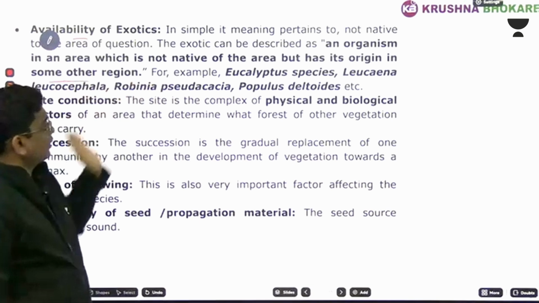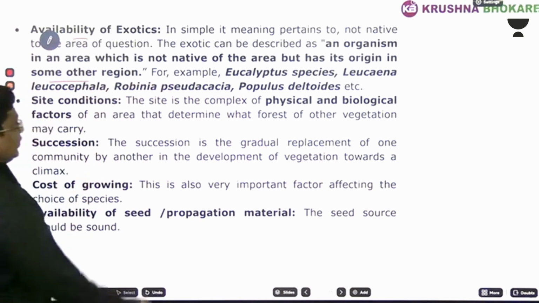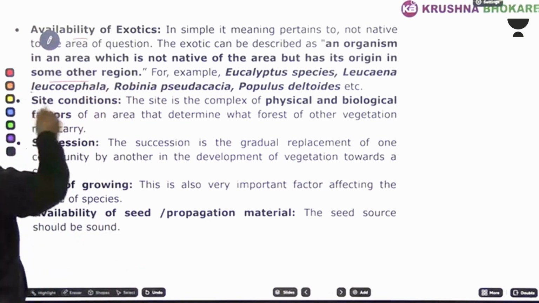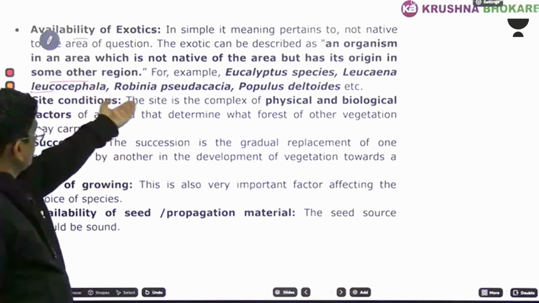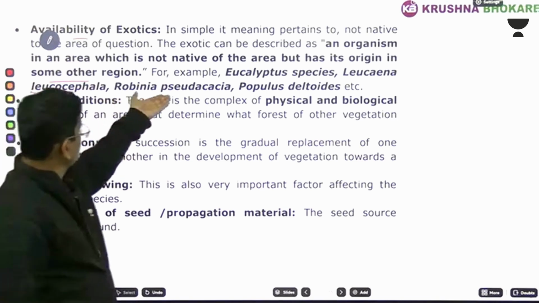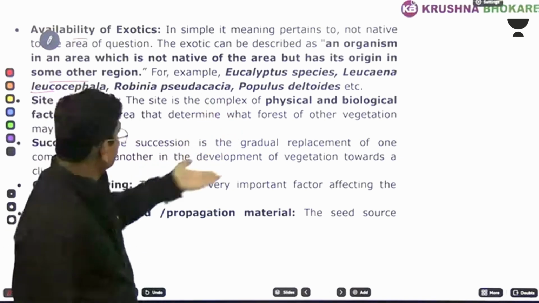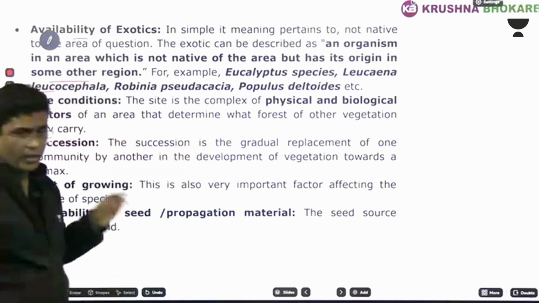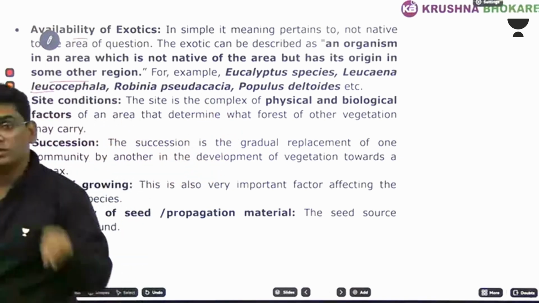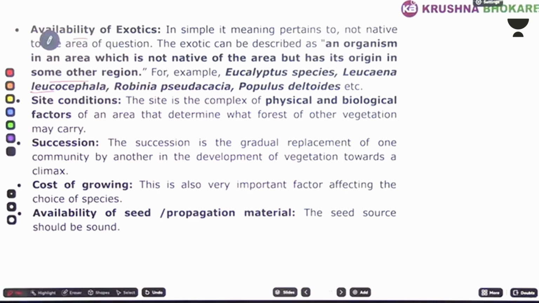For example, eucalyptus species, then Leucaena leucocephala, then Robinia pseudoacacia, Populus deltoides, these are all exotic. If there are any exotic species available which are well adapted to the local climate, then you can choose it. Like Eucalyptus Nilgiri, it is not Indian, but it is well adapted to the Indian climate. We can go for it. Okay.